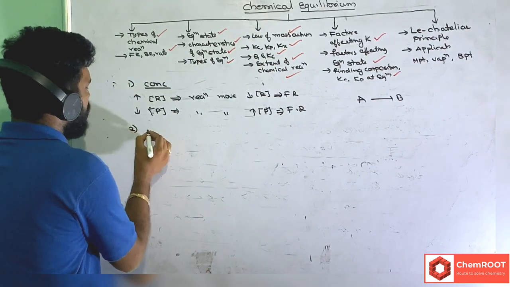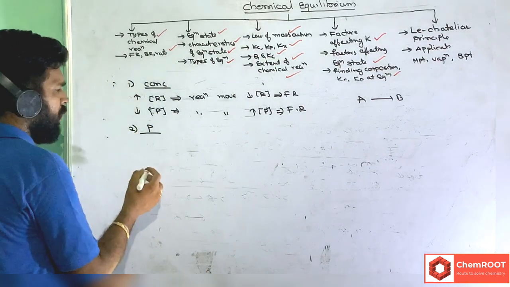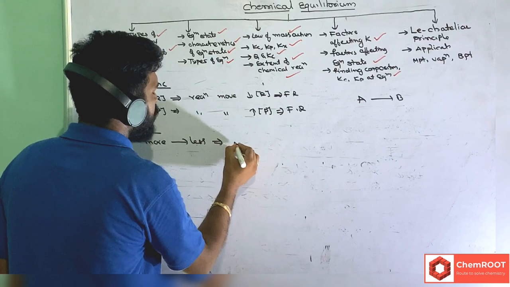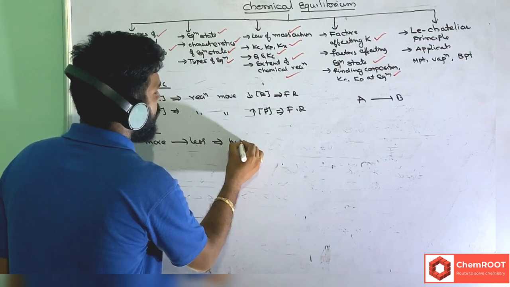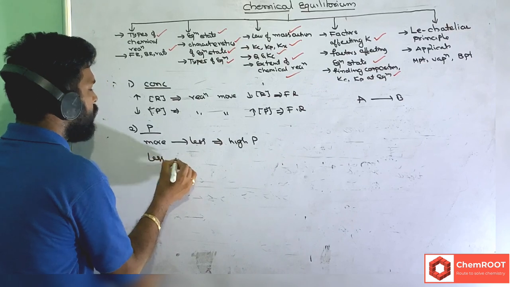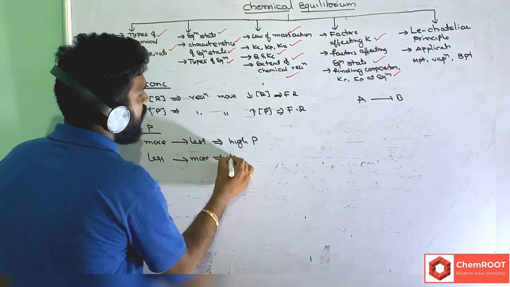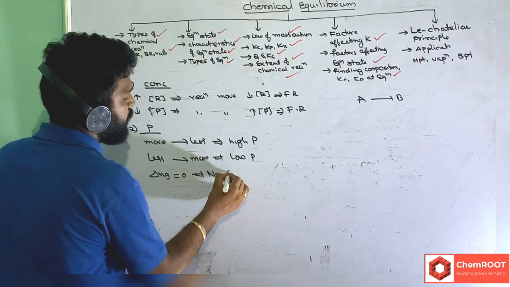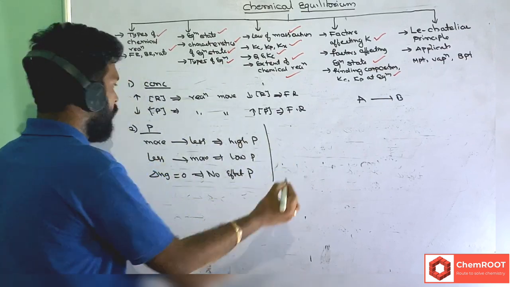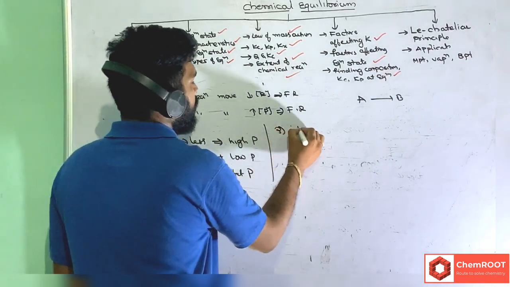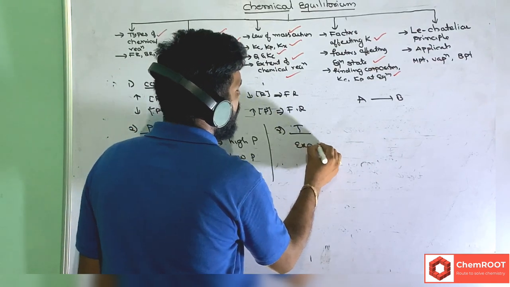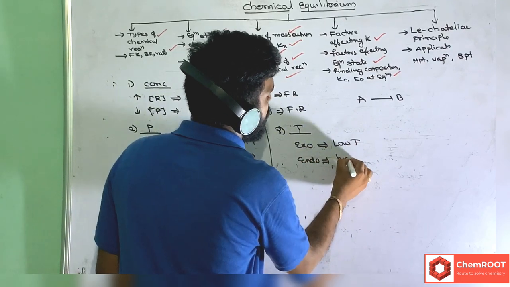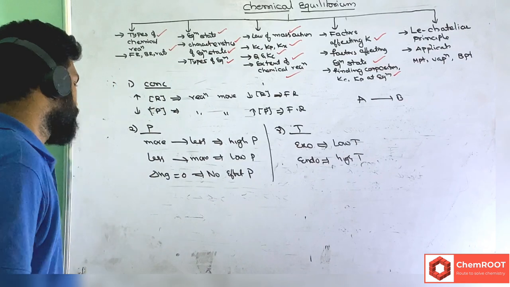And the next one, pressure. If the reaction goes from more moles to fewer moles, then you have to apply high pressure, and if it goes from fewer moles to more moles, you have to apply low pressure. If delta ng equals 0, then there is no effect of pressure. Okay. And what is the temperature effect? In the temperature case, if it is an exothermic reaction, use low temperature, and for endothermic reactions we have to use high temperature. Okay. This is the simple case.